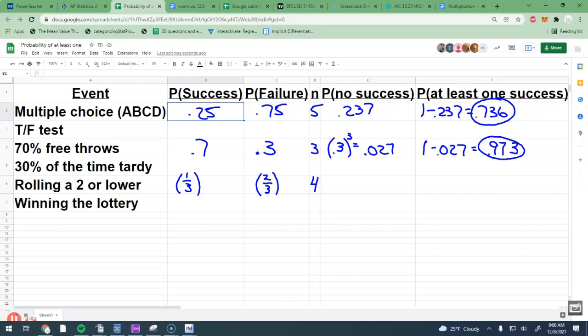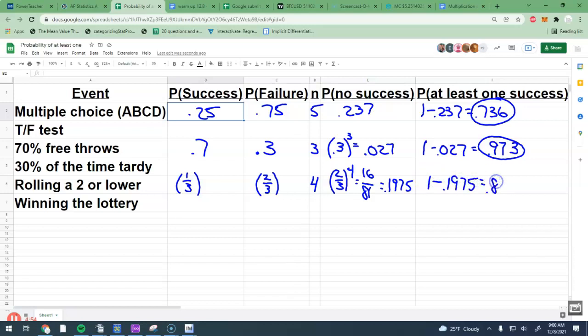Okay, so the probability of no success is you failed 4 times in a row. 2/3 to the fourth, which I know is 16 over 81. I don't know what that is as a decimal. 0.1975. That's the probability that I failed 4 times in a row. I did not roll a 2 4 times in a row. So the probability I got at least 1 success is 1 minus that.